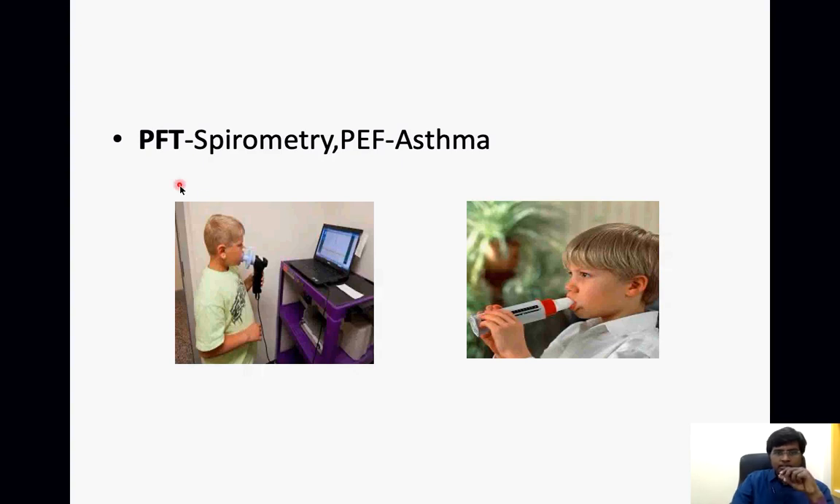And other important investigations are your spirometry and your peak expiratory flow meter. So it's very important in your asthma. So you can have your spirometry, which is computerized now. You will be noting your PEF values, and you will be able to make a prognostic marker by your PEF test. That is your peak expiratory flow meter.